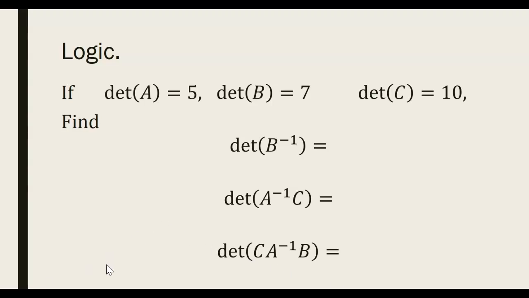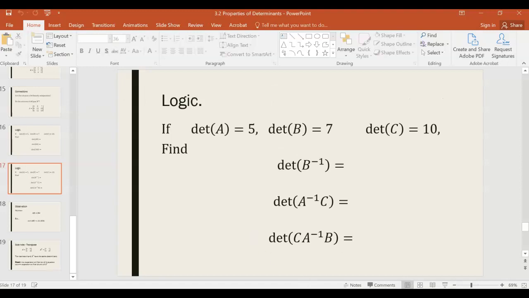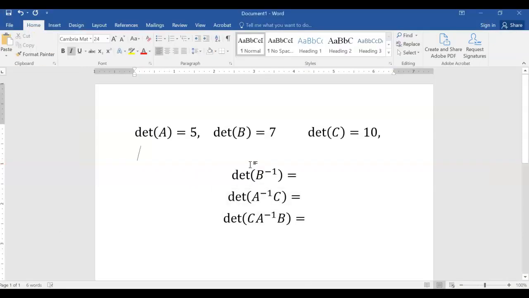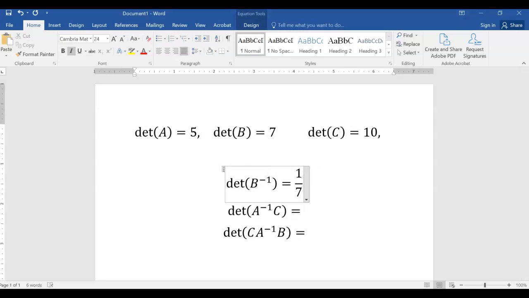All right, so I'm going to solve that. Hopefully you pushed pause on the video. If you haven't, make sure you do. All right, so what I'm going to do is find the determinant of B inverse. I know the determinant of B is 7, so the determinant of B inverse has to be the multiplicative inverse of that. So all I have to do is say, well, that's 1/7.